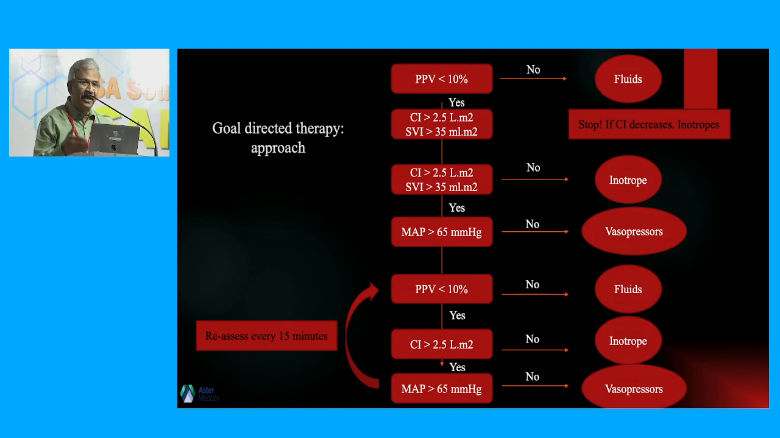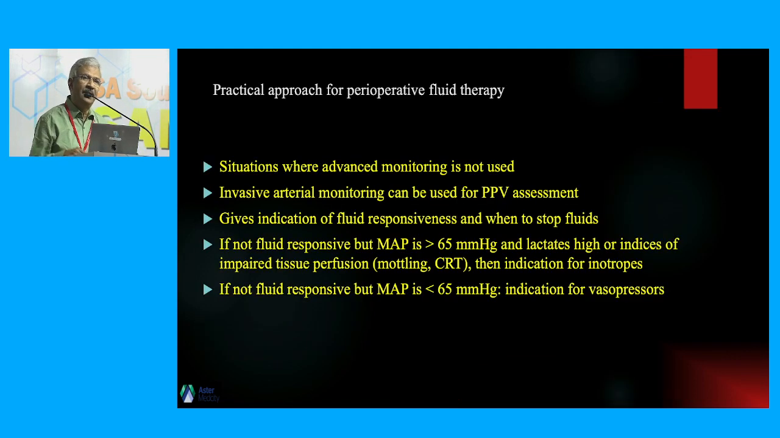Now, this is done regularly during the intraoperative period. You're targeting both the cardiac index and the fluid responsiveness all the time. On the other hand, if you are in a place where you don't have advanced cardiac monitoring, what else can you do? In these situations, as I said earlier, you put an arterial line, look at the pulse pressure variability, give fluids according to the pulse pressure variability, and then do two things.